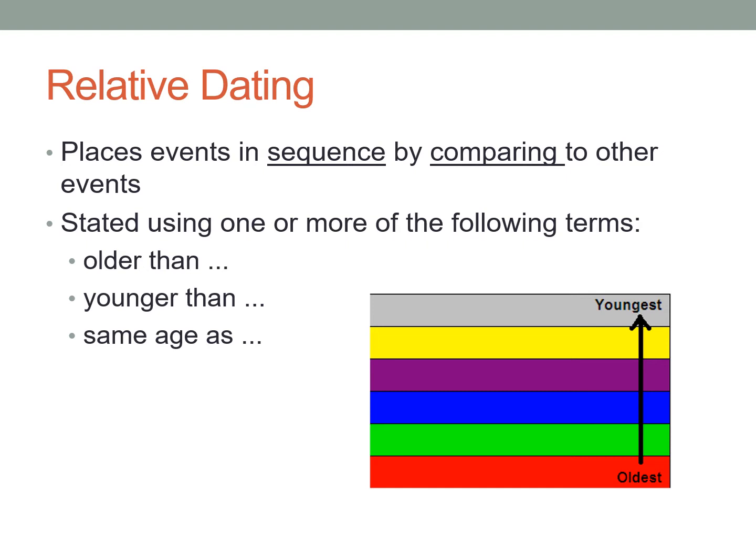Relative dating simply places events in sequence by comparing to other events. So you're going to use statements like this thing is older than this other thing, or it's younger than, or the same age as. You're simply just putting things in order. You're not giving them an exact age or an exact number. You're just saying what's older, what's younger by comparison.